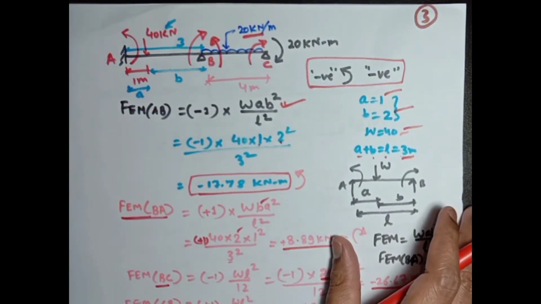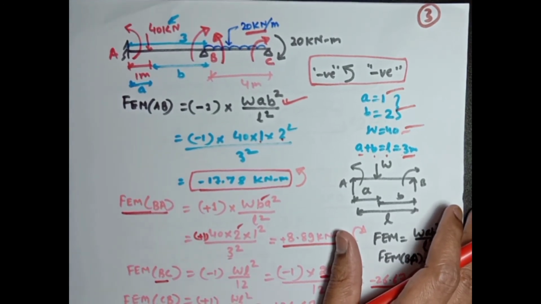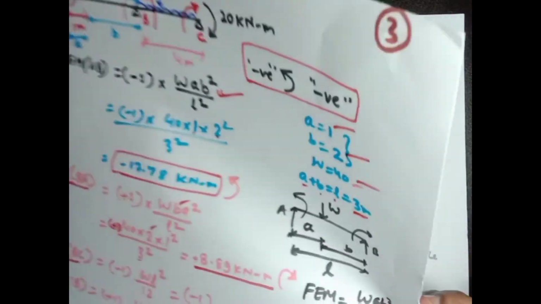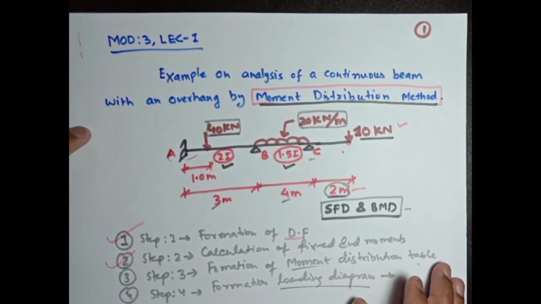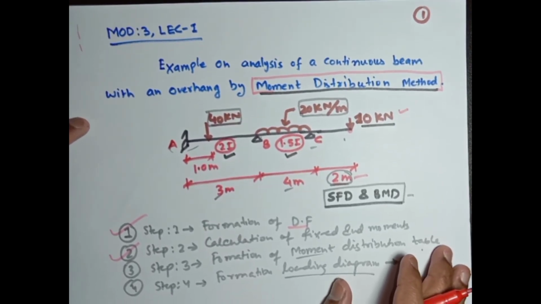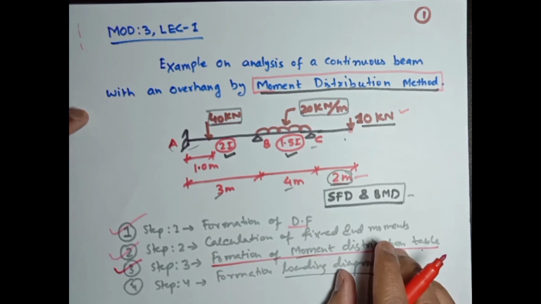Now I am done with the calculation of distribution factor and fixed end moment. Now I am moving forward to the formation of the moment distribution table. This is step 3, formation of the moment distribution table. This is the moment distribution table.